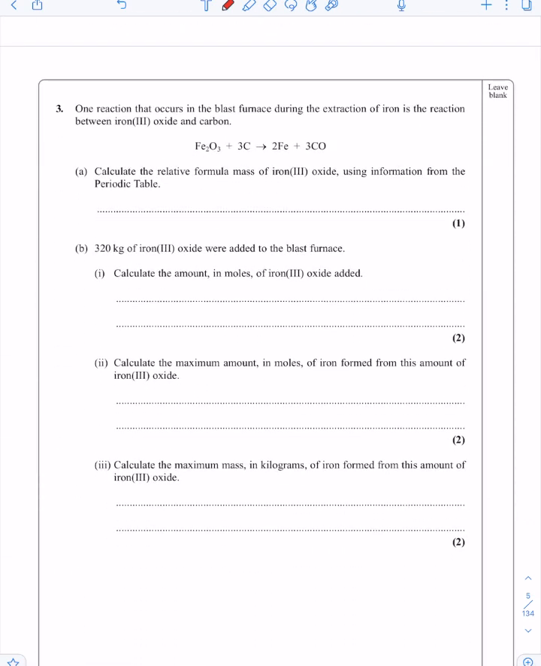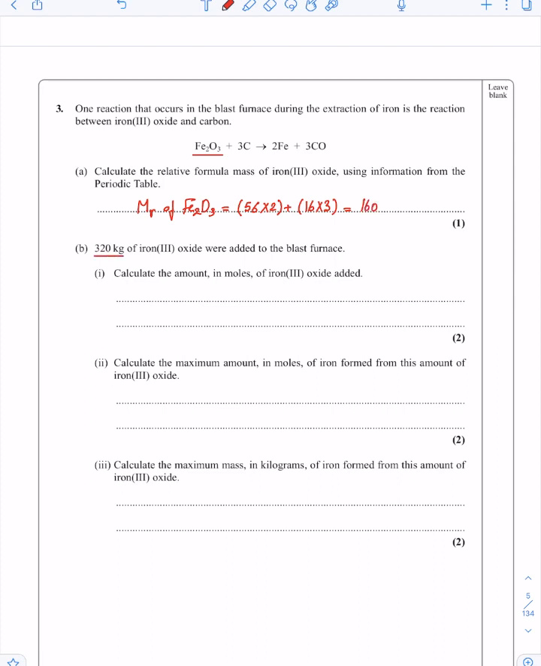Question number 3. One reaction that occurs in the blast furnace during extraction of iron is the reaction between iron 3 oxide and carbon. And he will give us the equation: iron 3 oxide plus 3 mole of carbon gives 2 mole of iron plus 3 mole of carbon monoxide. Calculate the relative formula mass of iron 3 oxide, which is Fe2O3, using information from the periodic table. So he wants the MR of iron 3 oxide, Fe2O3. Iron from the periodic table is 56 by 2 plus oxygen 16 by 3, so it comes to 160.